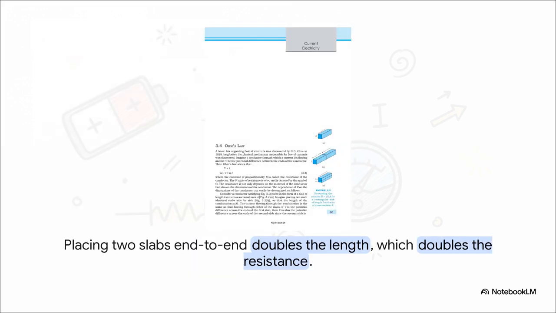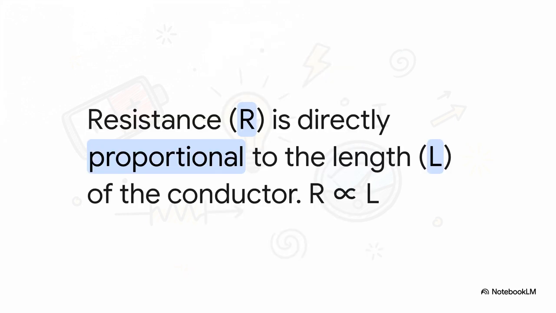Now, what do you think happens if we stick 2 of these blocks together end to end? We've just doubled the length the electricity has to travel. It's kind of like telling a runner they have to run 2 laps instead of 1. It's going to be twice as hard, right? Same idea here. The total opposition, the resistance, just doubled. And that gives us our first big rule about shape. Resistance is directly proportional to length. The longer the wire, the more resistance it has. Shorter wire, less resistance. Makes perfect sense.